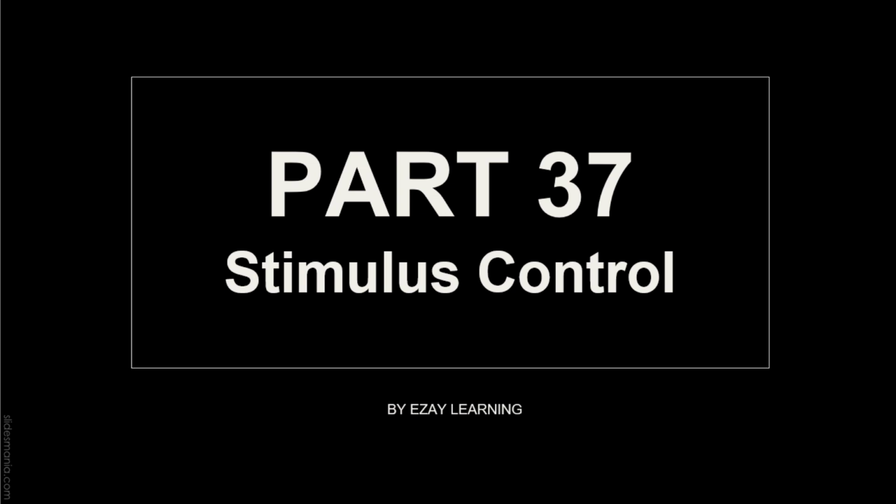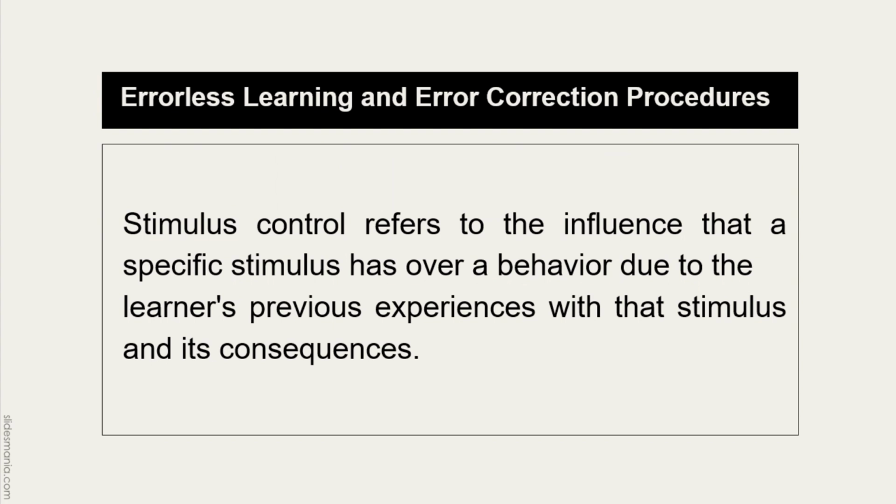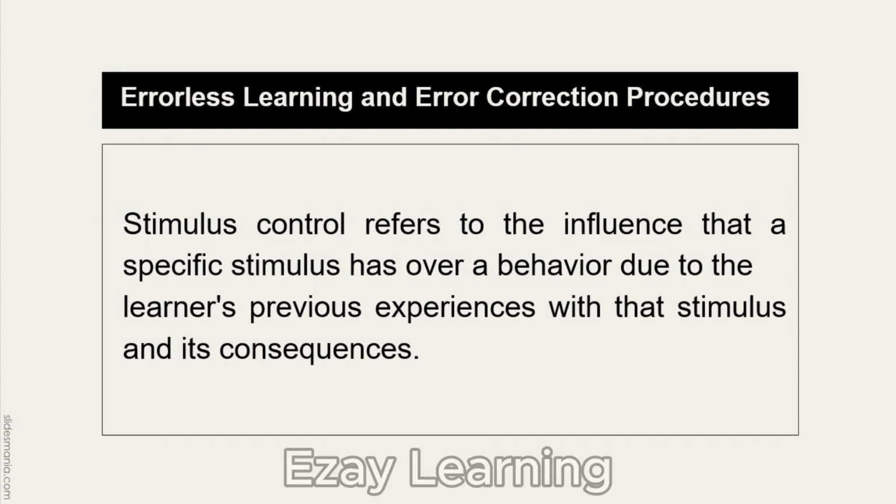So today we are going to cover part 37, which is stimulus control. What is stimulus control? It refers to the influence that a specific stimulus has over a behavior due to previous experiences with that stimulus and its consequences. So basically, the stimulus is having the control of the behavior. In other words, a behavior occurs more reliably when a specific stimulus is present because the individual has learned that the behavior leads to reinforcement in the presence of that stimulus.